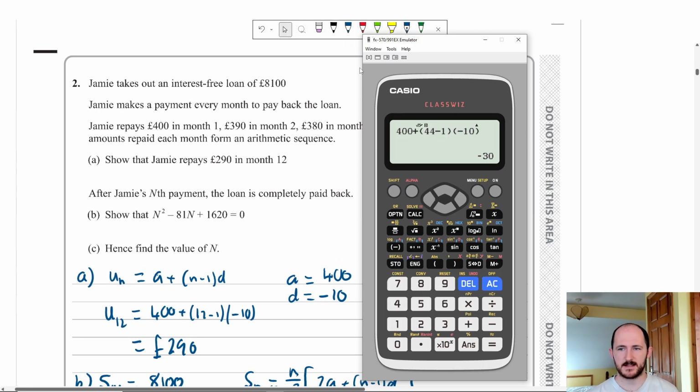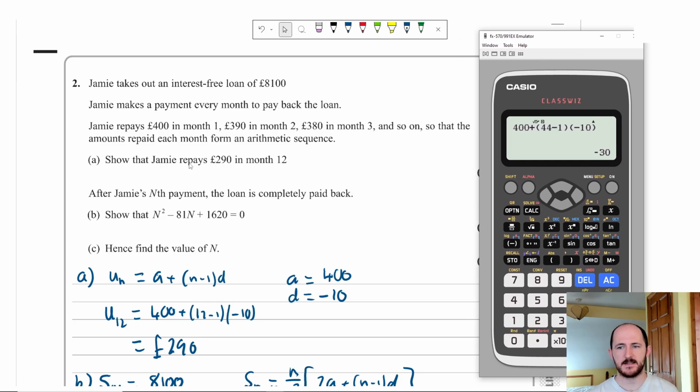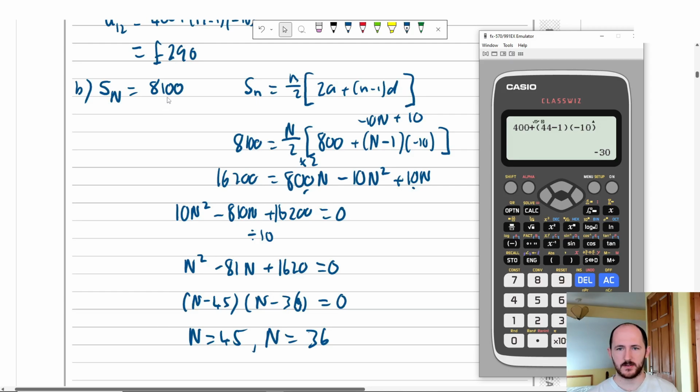Now, does it make sense that he would pay back a negative amount towards his loan? In fact, not just that. A negative amount means that the person who he took the loan from is paying him. Does that make any sense? No. But that's why we get two solutions for this.